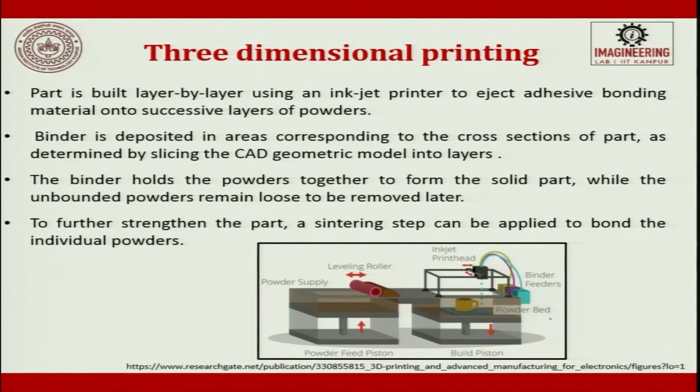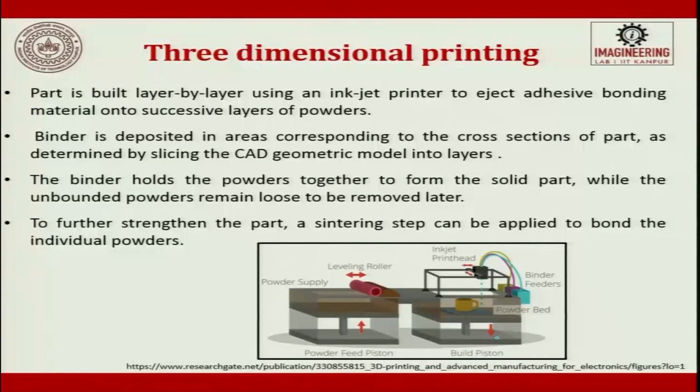The three-dimensional printing is the next area. So, we saw selective laser, where ceramic can be used, metal can be used, plastic can be used, elastomer also can be used. So, the three-dimensional printing is another niche area which is coming out. Here the part is built layer by layer using an inkjet printer. So, you can see here the inkjet.